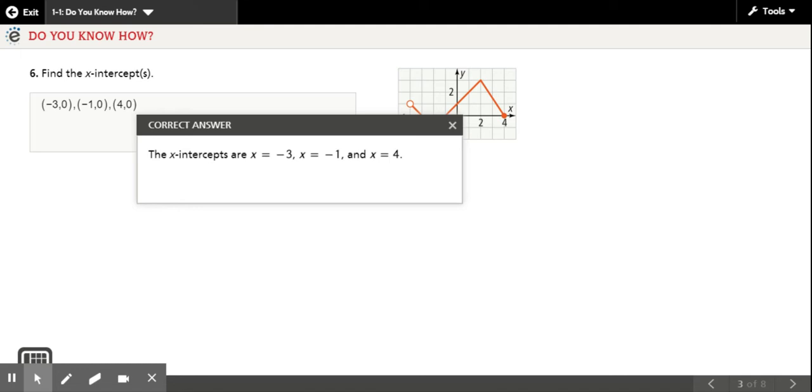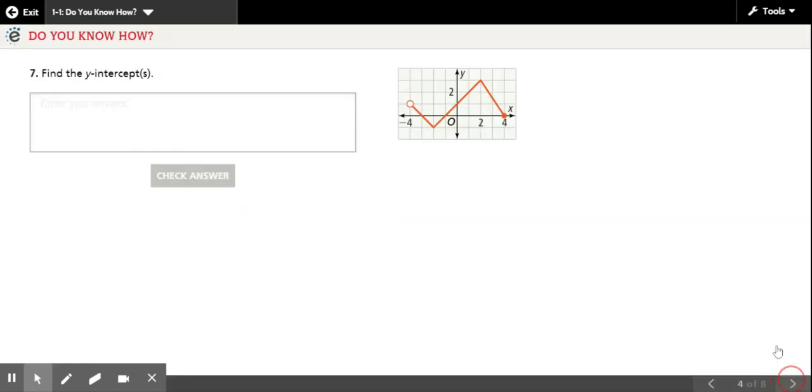When we talk about how to answer the questions in the practice, it will give you specific instructions of whether it just wants a number, whether it wants the ordered pair. So that'll be something to keep in mind. All right, the y-intercept, in this case it's just 1. It's only crossing the y-axis at one point, and it's at 1.